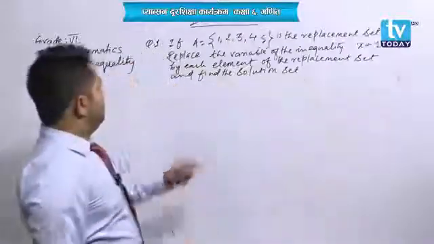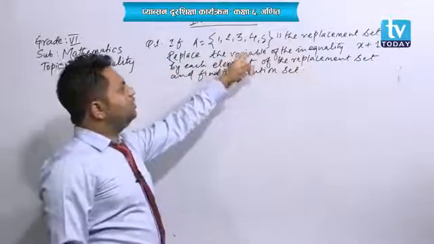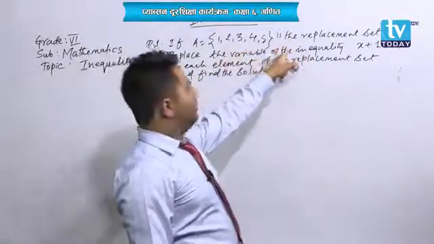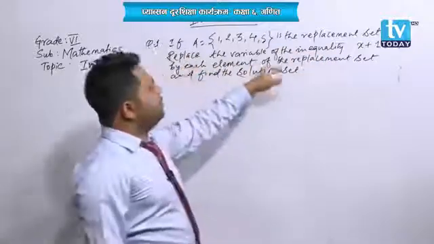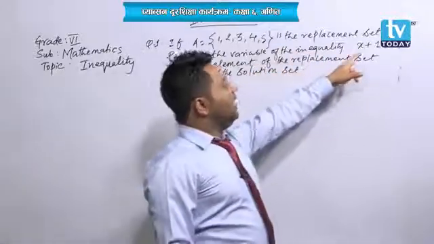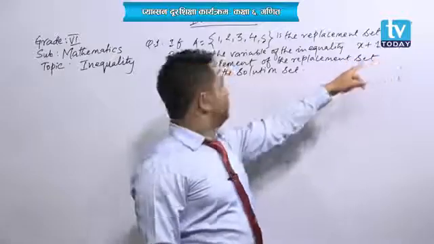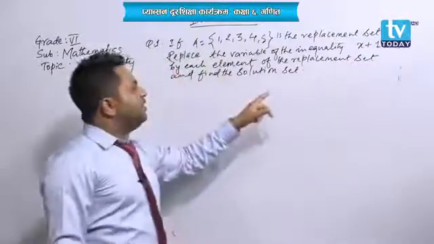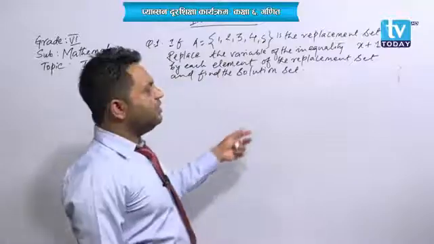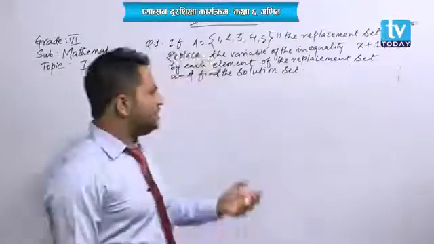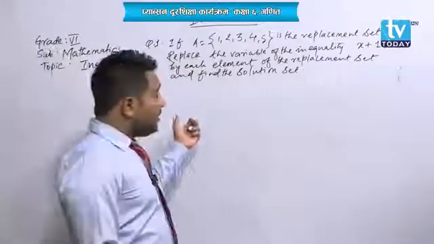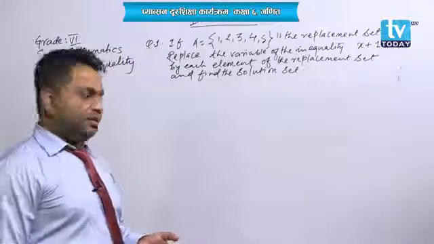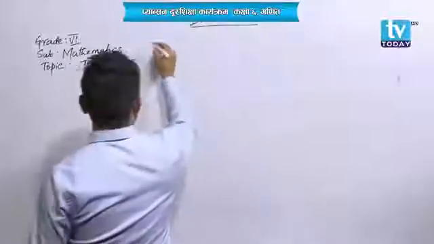Please check here: if set A equals 1, 2, 3, 4, 5 is the replacement set, replace the variable of the inequality x plus 1 greater than 4 by each element of the replacement set and find the solution set. It is similar to the previous question, so I am leaving this question to you as a home assignment. Is that clear? Okay. Now question number 2.